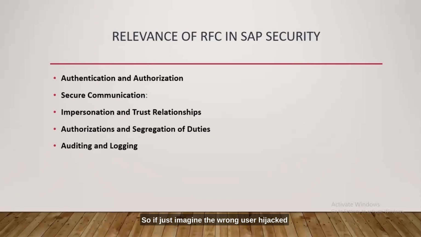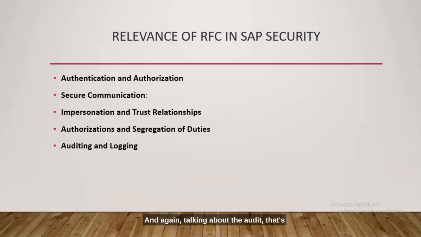So imagine the wrong user hijacked your username and password in an organization and now uses your username and password to carry out a dubious process in the system. Definitely, you'll be impersonated. The person has been implicated. Some organizations have rules that once you're implicated, there's no going back. Is it that you leave? Is it that you have been sacked or you go to jail? So that's the part of auditing when it comes to RFC connection.